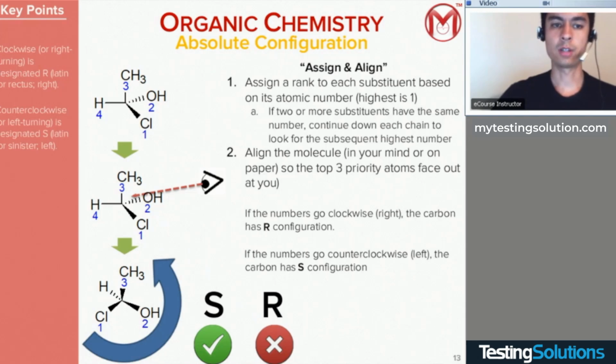So you're assigning based on atomic number. Okay. Technically speaking, it should be atomic weight. So for isotopes, the heavier isotope would be picked. But for simplicity's sake, and for your purposes in the exam, you can just think of this as atomic number. Higher atomic number gets a higher rank. So chloride is a higher atomic number than any of the others, so it's number 1. Then comes oxygen, then comes carbon. Hydrogen is always going to be last because it's always the lowest atomic number.